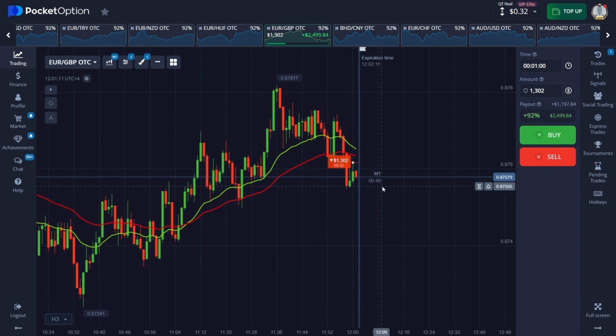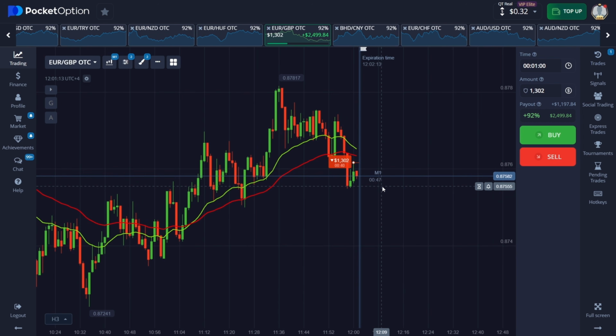The trade is going in our favor right now, but we still have 40 seconds left. As you can see, there was an uptrend in the background and the candle broke the moving average. The previous candle also closed as a green candle, which is why I took this trade for the downside move.